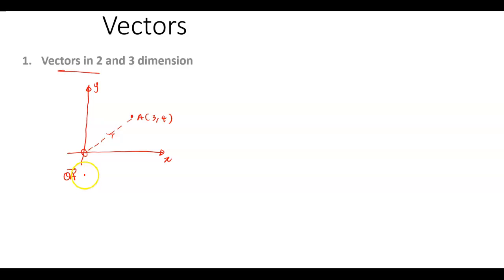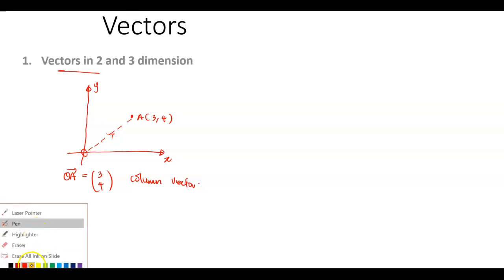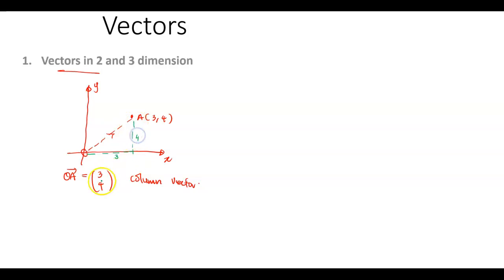It means the vector running from O to A, and I write it as a column vector. This is what we call a column vector, in matrix form. O to A is (3, 4). What it means is that in order to move from O to A, I move 3 units over here, and then 4 units up. So I have a vector OA.